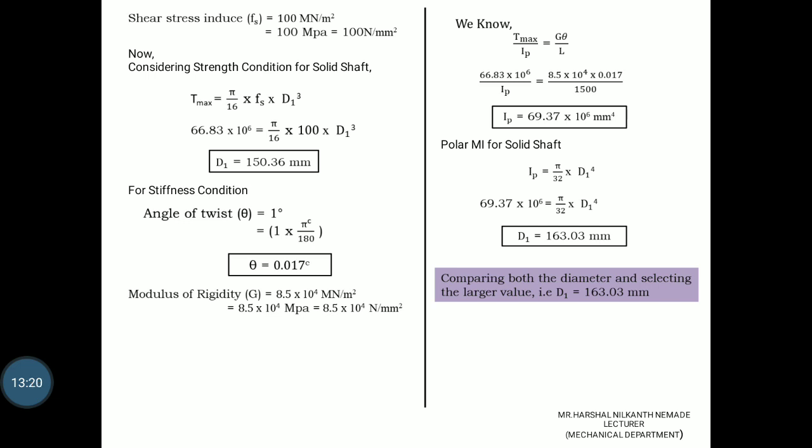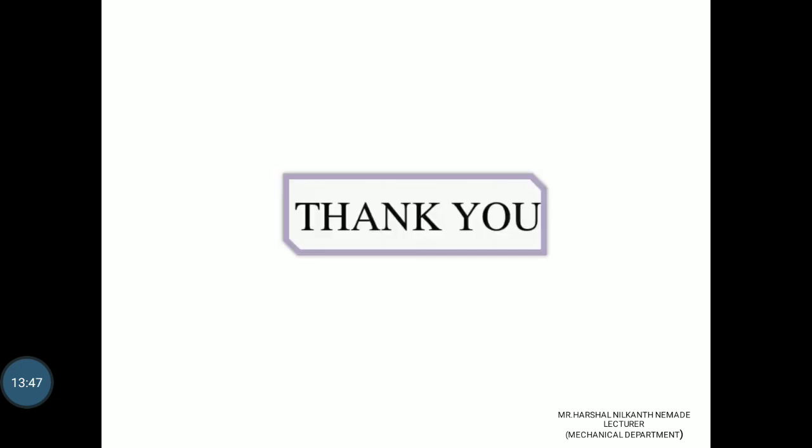Polar moment of inertia for the solid shaft, Ip is equal to pi by 32 multiplied by D1 raised to 4. Substitute all the values. D1 is equal to 163.03 mm. Comparing both the diameters, the diameter which is larger, that diameter I will select. So the larger diameter is D1 is equal to 163.03 mm. Thank you.